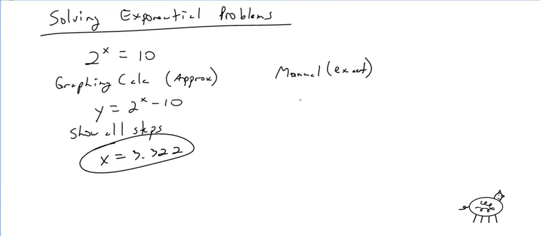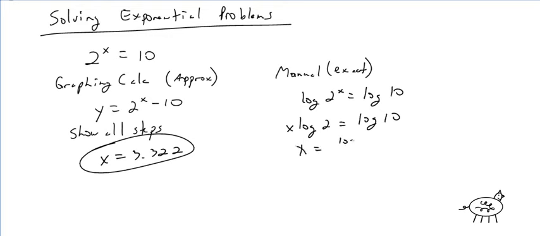Manually, do logs. So log of 2 to the x equals log of 10. All right, and then move the x in front, so x log of 2 equals log of 10. Okay, and then you can divide. So it's divide both sides by log of 2. So we get x equals log of 10 over log of 2.